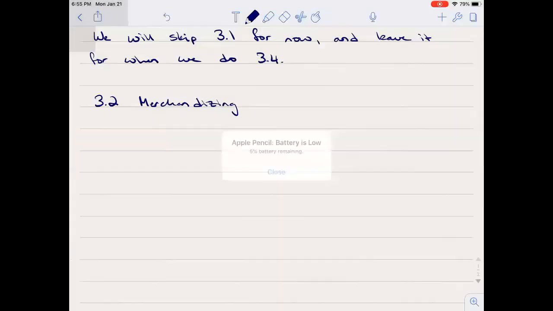Try to charge it while I'm talking here. Okay. All these things need to get charged all the time, and I feel like I'm just constantly charging stuff. It's crazy.